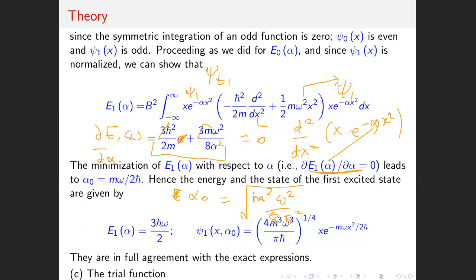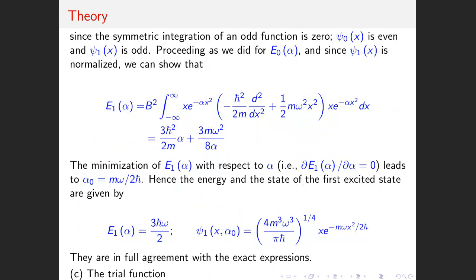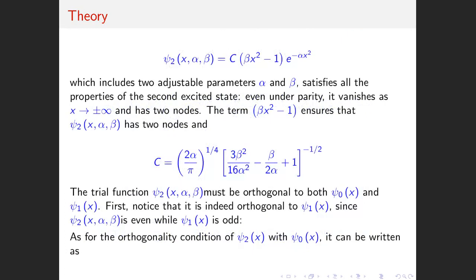Then you take this value for alpha 0 and plug it into this expression. You get 3h over 2. Similarly, once you plug it in, there's an x there, the b we found, and you can check that these are actually the correct values, and you can similarly do it for the next one, right?